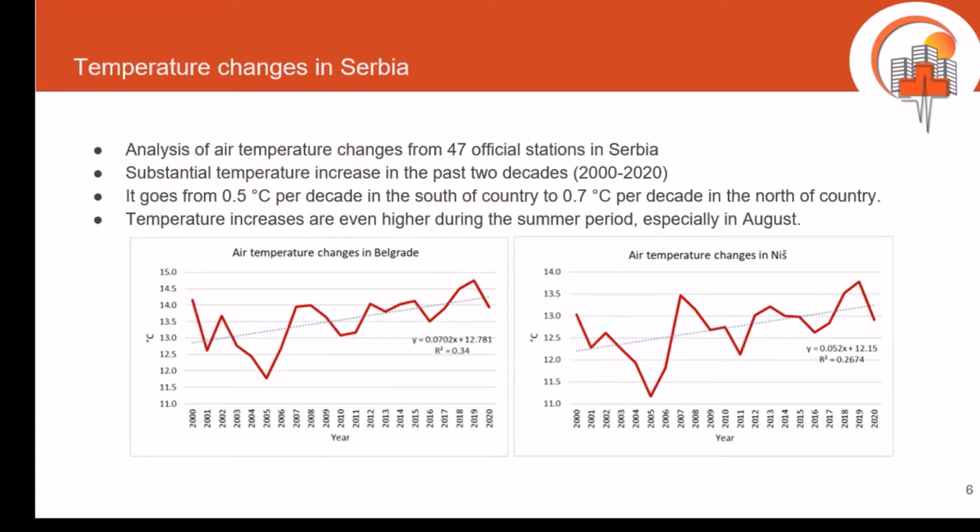So here we will start with temperature changes in the last 2 decades, and we have this data from 47 official stations in Serbia. We can see that the line goes up and down each year. But what is very important, in Belgrade and in Niš, this is the average for each year, we can see that the trend line, this blue line, goes up. We can say that it goes up approximately 0.5 per decade in Belgrade, so the average yearly temperature goes up, and in Niš it is even more pronounced, going up 0.7 per decade.